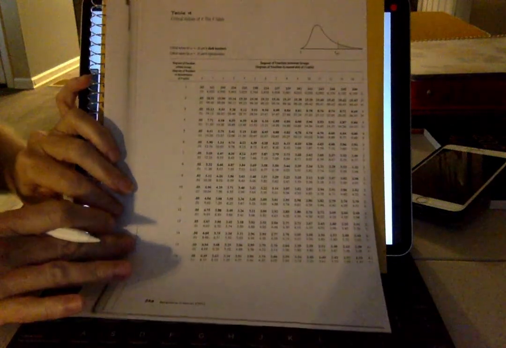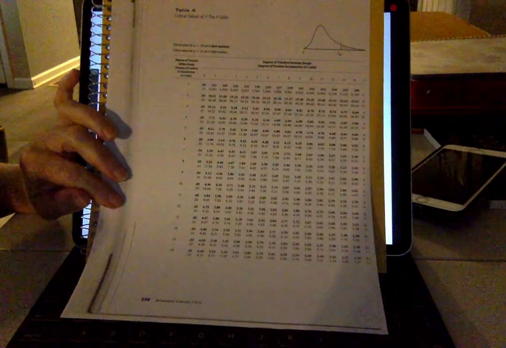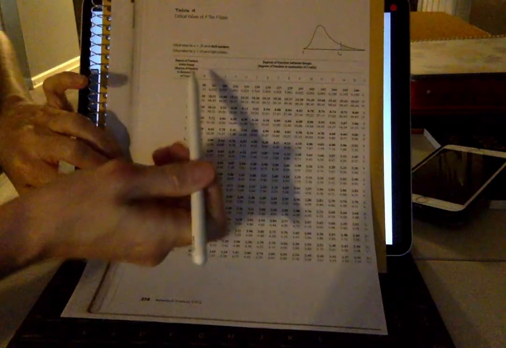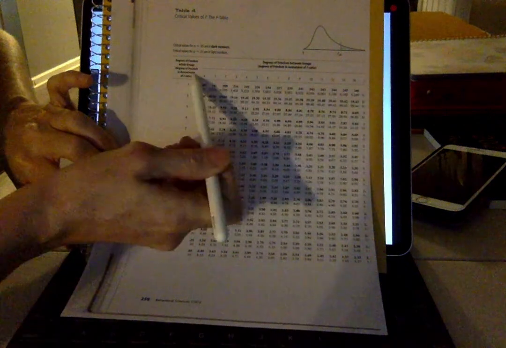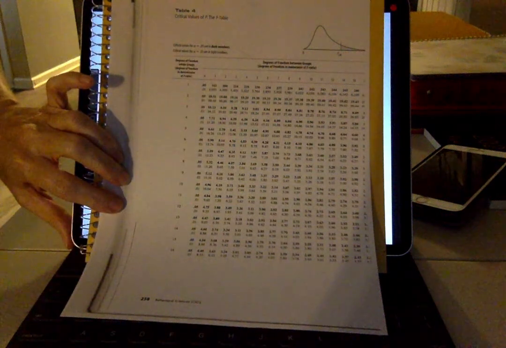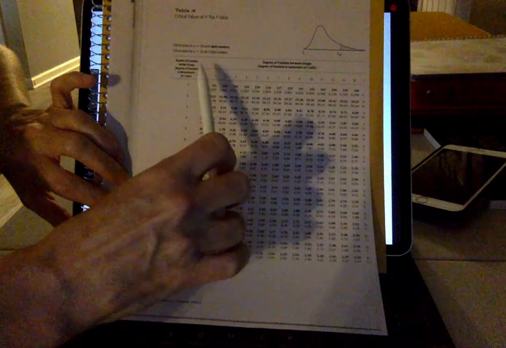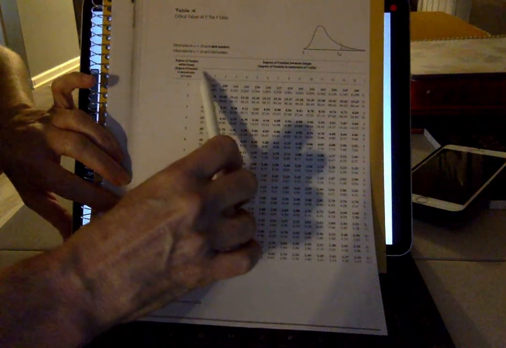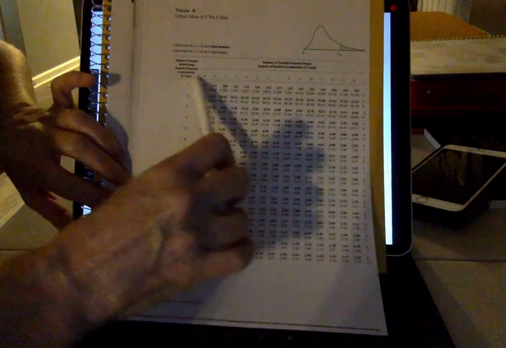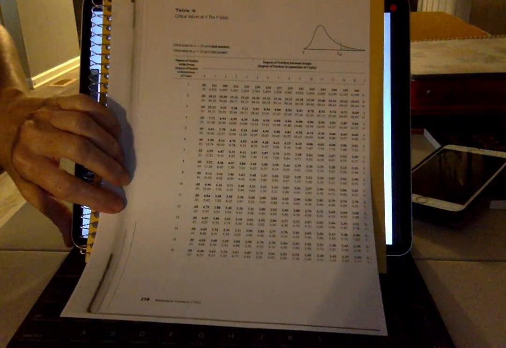Okay, so this is the first page of the critical values of F chart. Now, it looks super complicated. It's not. Along the top here, the column labels are degrees of freedom between groups, which is degrees of freedom for the numerator of the F ratio. So we're going to go back to our ANOVA summary table and find the degrees of freedom for the numerator of the F ratio.